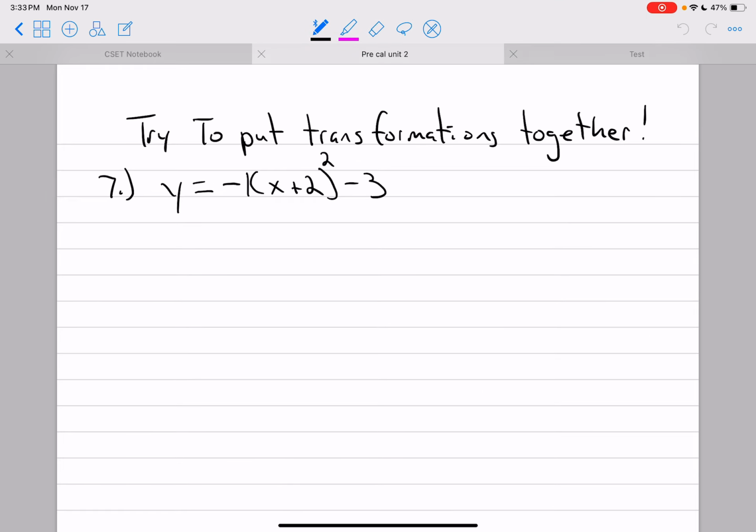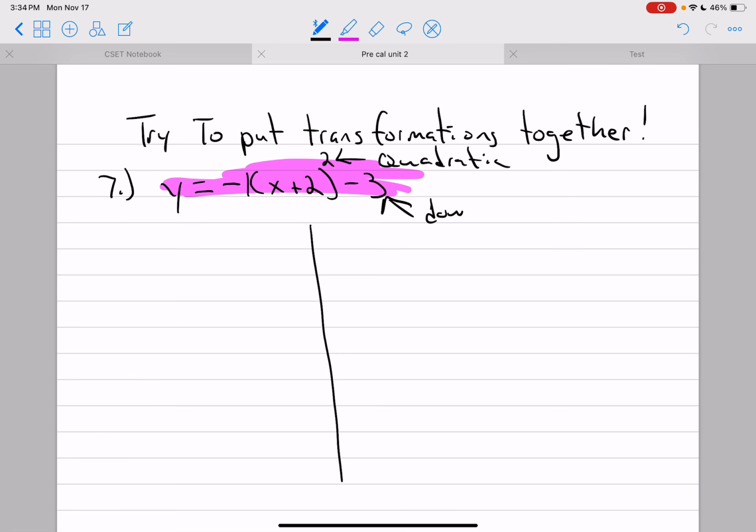Why don't you try to put these transformations together? This is literally the last one. Y equals -1 times (x plus 2) squared minus 3. So let's see what I know. First, I know it is quadratic. I know this makes me move down 3. And this makes me move, it's the opposite, so it's going to move left 2.